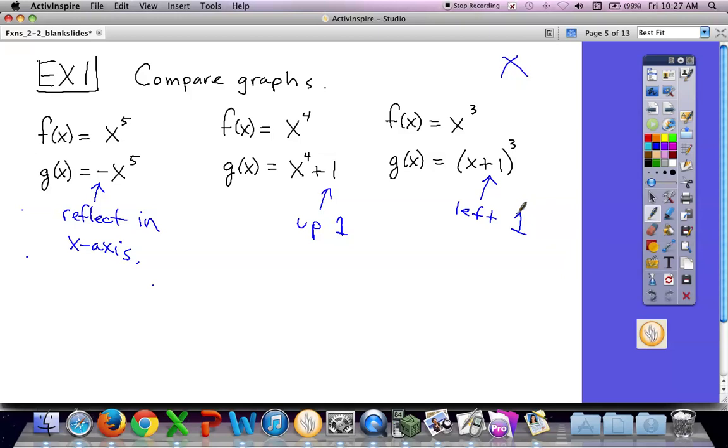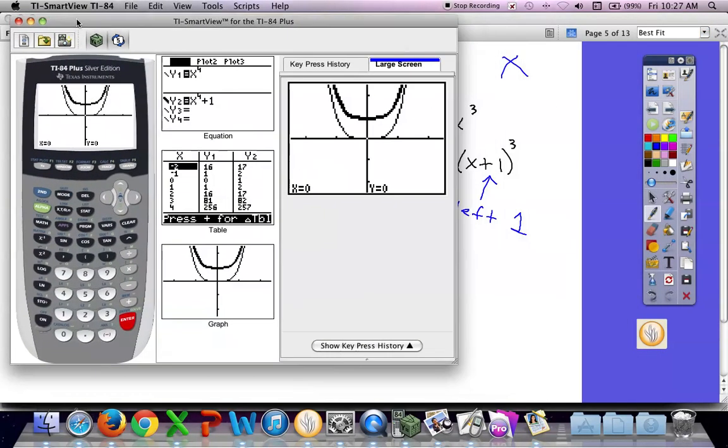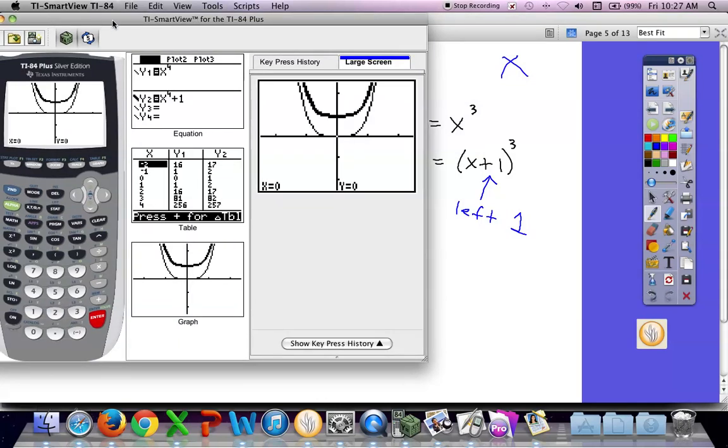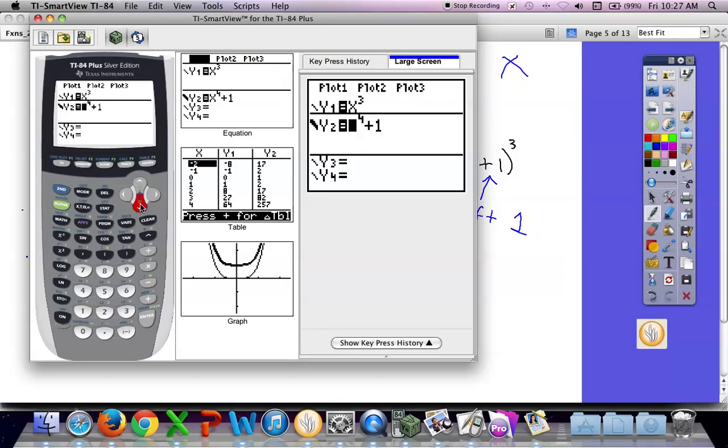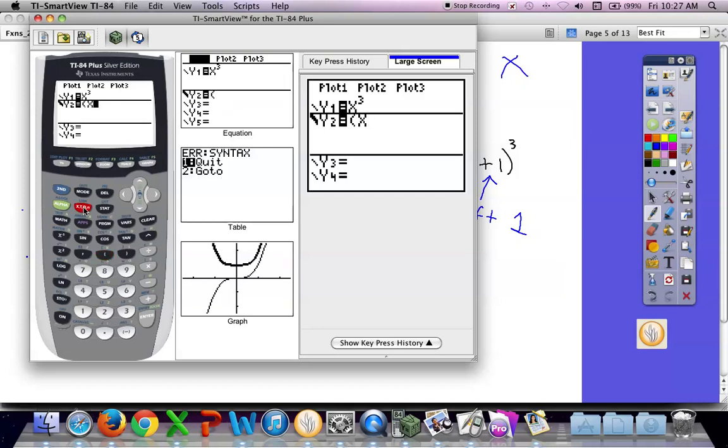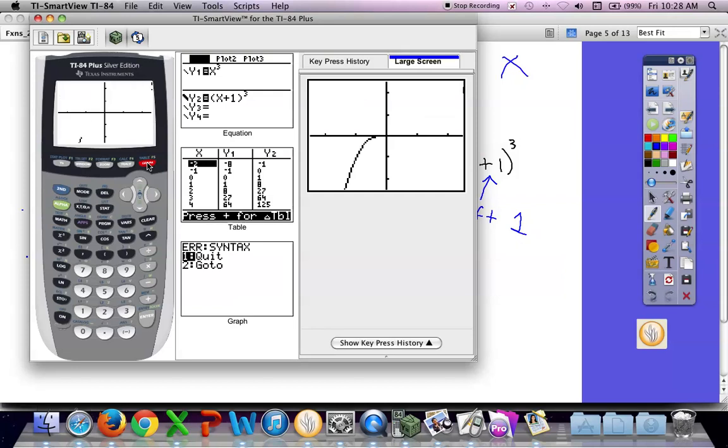So let's look at it in the calculator just to be sure. So y equals x to the 3, and then parentheses x plus 1 parentheses hat 3. So there's the original, and there's when we add 1 inside the function, left 1.